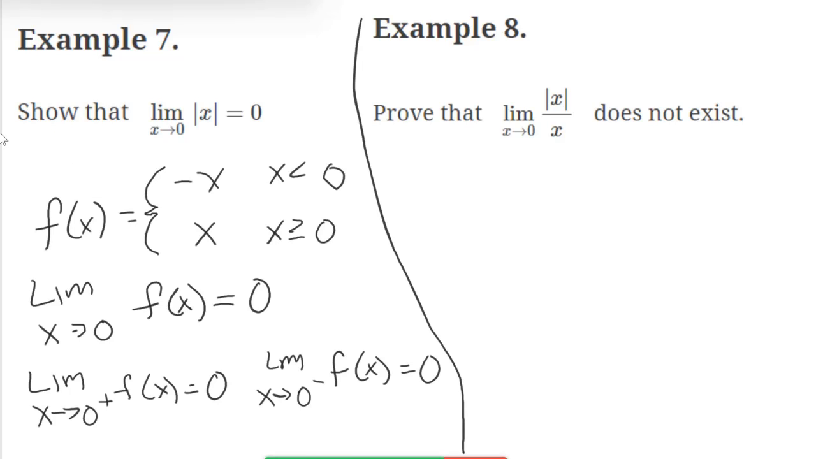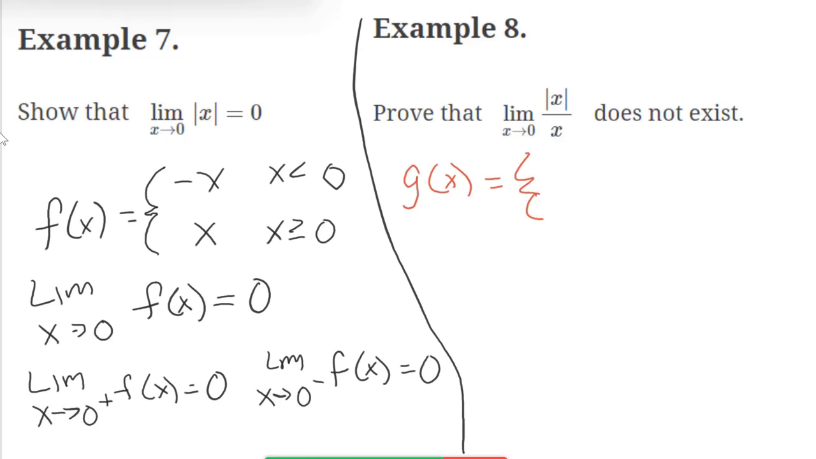Now, the reason why we had to do that one is so when we look at example number 8, you understand why. Because this has more than just the absolute value. So we actually have to do the exact same thing. We have to set up the g of x. We're going to set this up as a piecewise function.